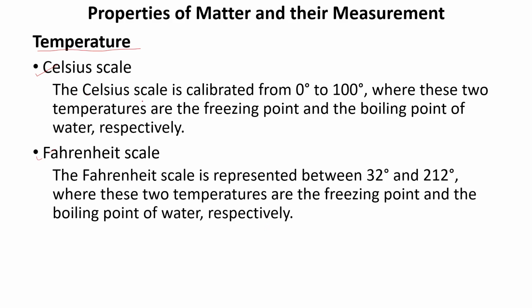The first one is the Celsius scale. The Celsius scale is calibrated from 0 degree Celsius to 100 degree Celsius, and 0 degree Celsius is the melting point of water, you know it, and 100 degree Celsius is the boiling point of water. Now if you compare it with the Fahrenheit scale, 32 degree Fahrenheit is the melting point of ice, and 212 degree Fahrenheit is the boiling point of water.